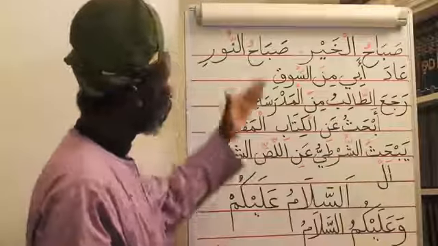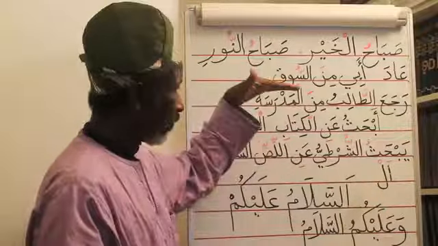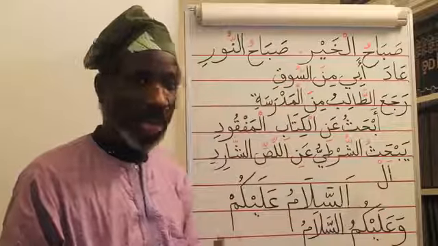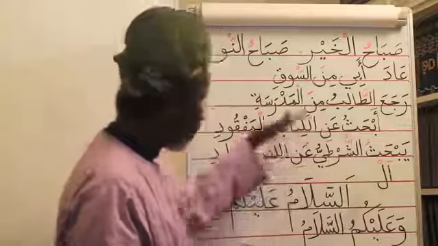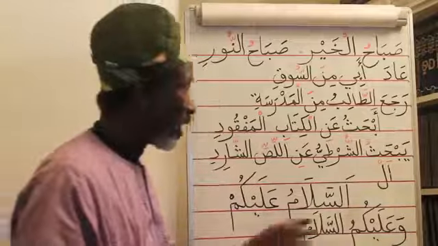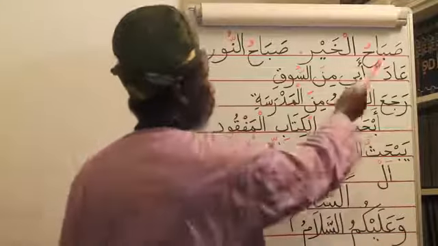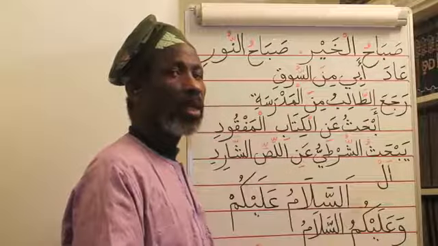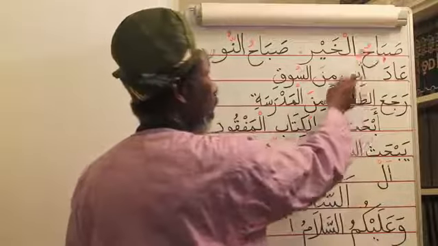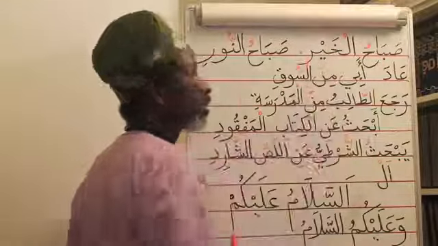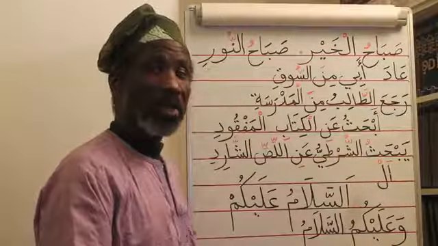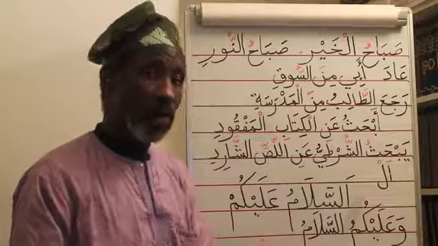Now, let's go back to the first half of page 69 and look at these sentences, and I'll explain it to apply the principle of al. The first one, have a go. Sabahul khair. Sabahul khair, meaning good morning.